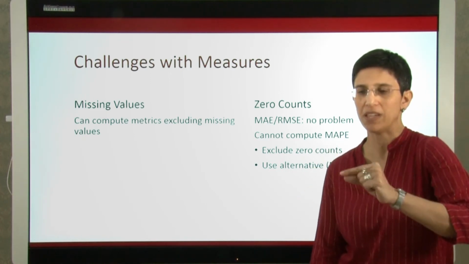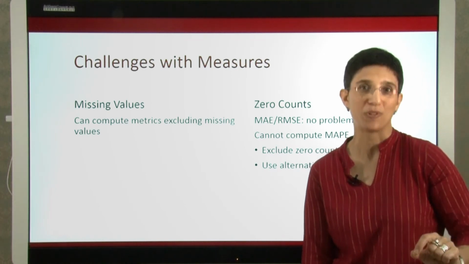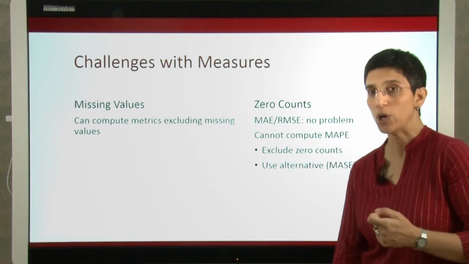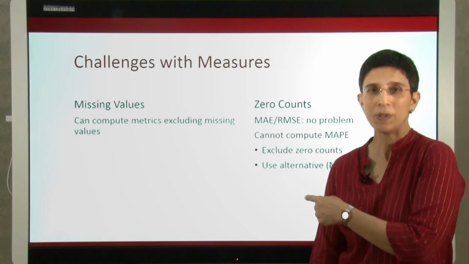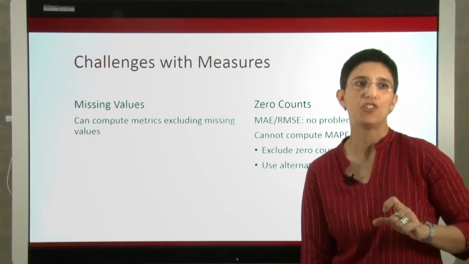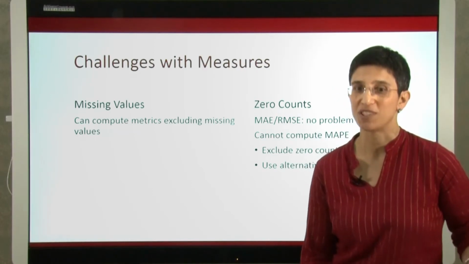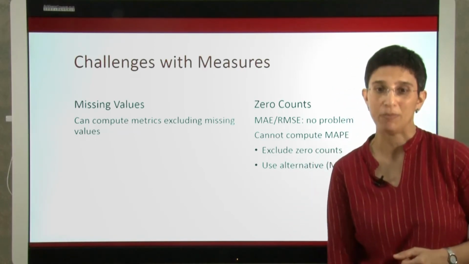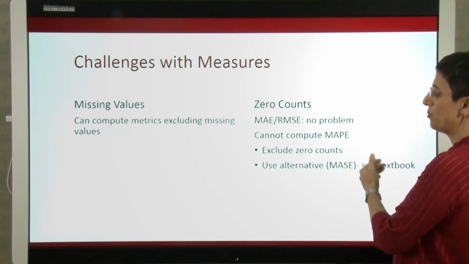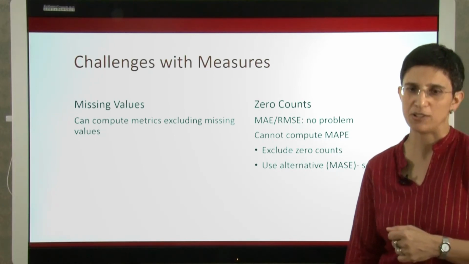Another problem that happens is when you have zero counts. Sometimes you're measuring something that at some periods hits the number 0. And if you remember, one of our measures called MAPE is based on an absolute percentage error where we divide by the actual number. So if we have actual numbers of zeros, we cannot compute MAPEs. So zero counts also produce some challenges for these metrics.